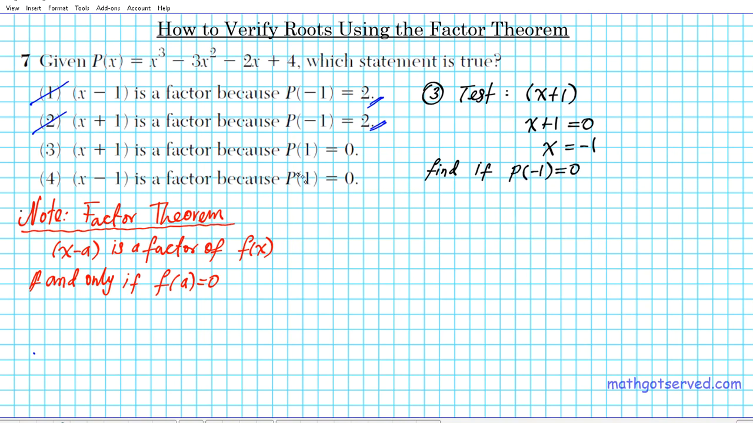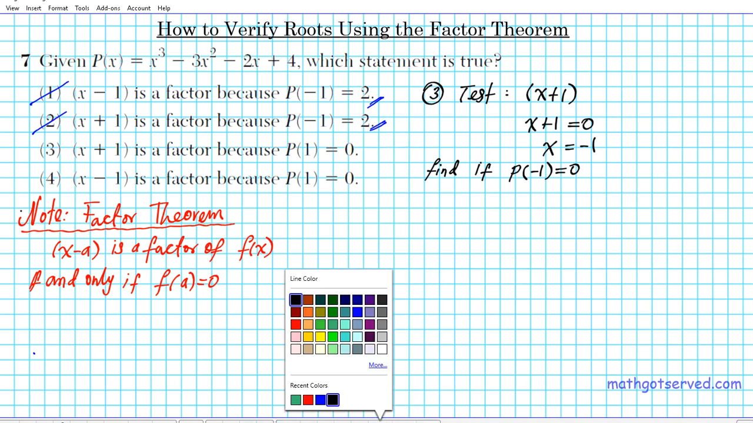Hold on, wait a minute. This says p of 1, and this is p of negative 1. Do you see the problem here? The related root for x plus 1 is negative 1. X plus 1 tells us if p of negative 1 is a root. X plus 1 does not tell us if p of 1 is a root. Based on that alone, we can automatically eliminate option 3. The answer should be option 4.